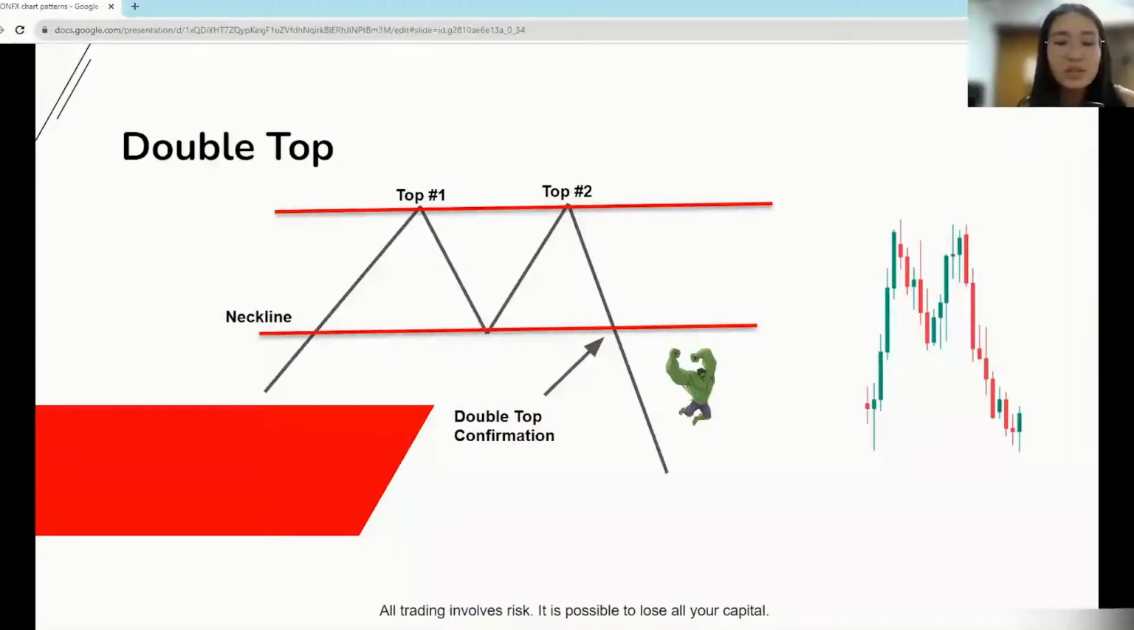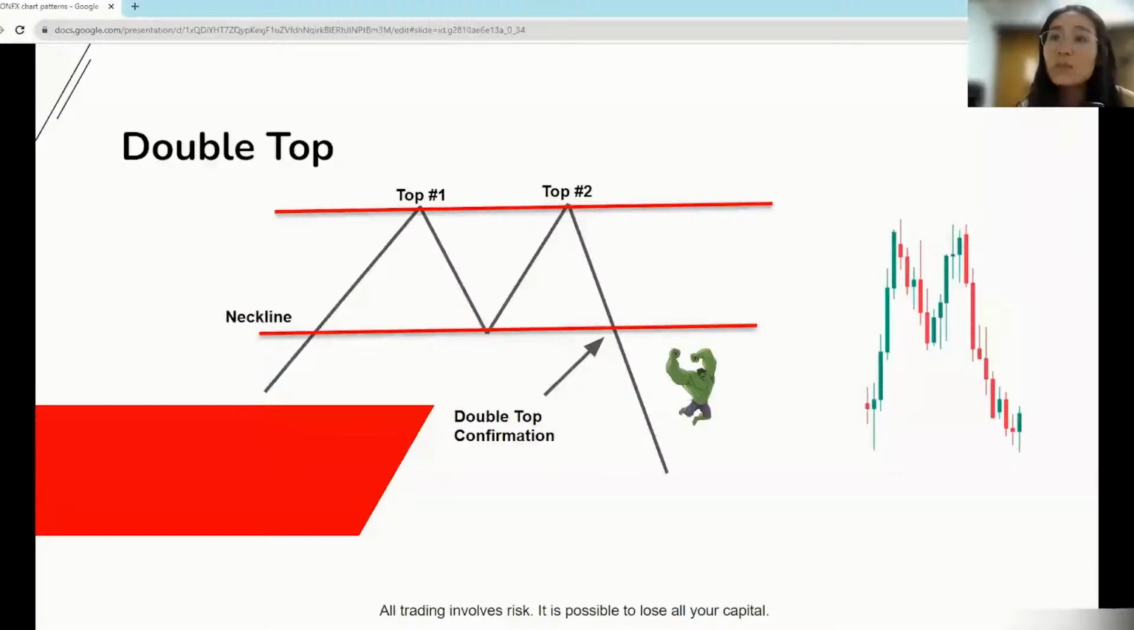The pullback between the two highs should be moderate. The pullback is just over here. And the new minor support level is then called the neckline or the support level. The pattern is confirmed once the price breaches the low of the pullback between the two highs. So basically, once it breaks out of this neckline area or the swing low support over here.